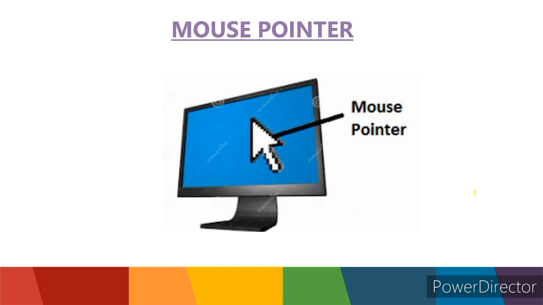So children, look at here. When we move the mouse, look, I'm also now moving the mouse. Are you able to see a small arrow pointer? This arrow pointer is called the mouse pointer. So when we move the mouse, the pointer also moves on the screen. So this arrow we call as what? Yes, we call it the mouse pointer.